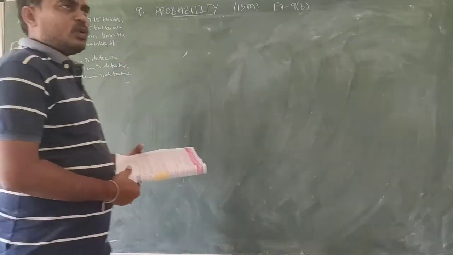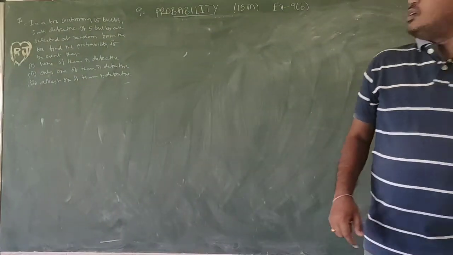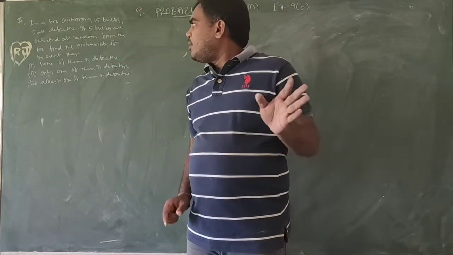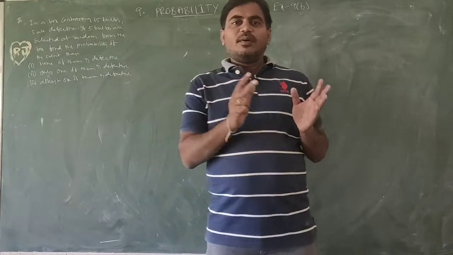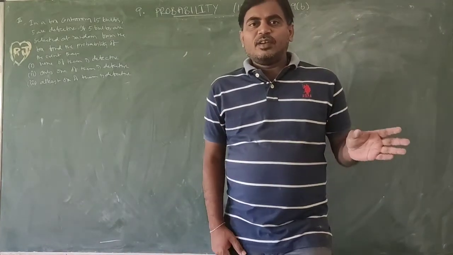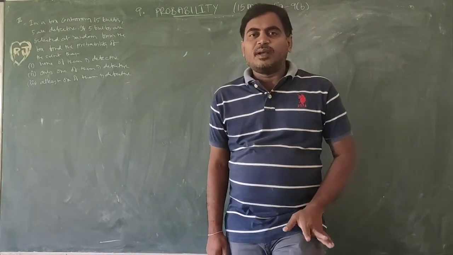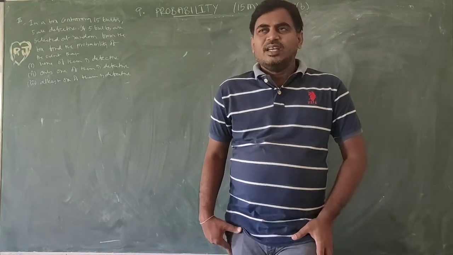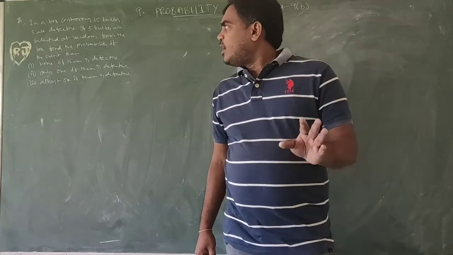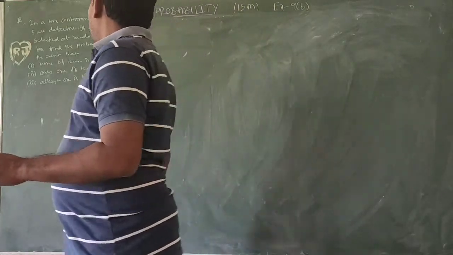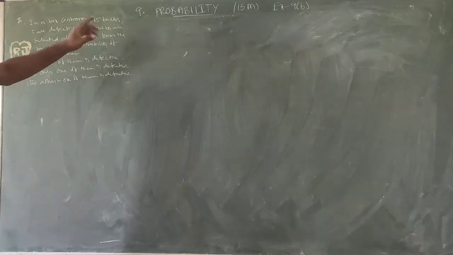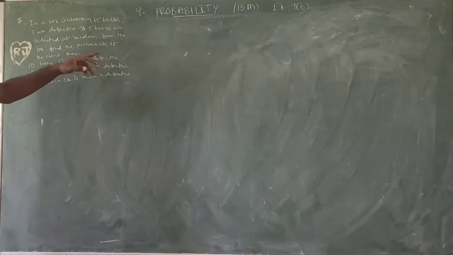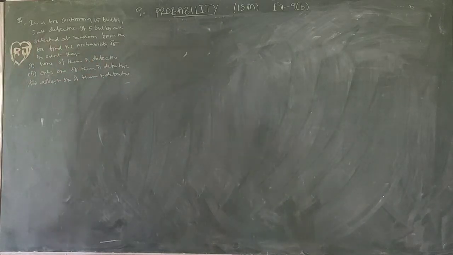Okay, so total bulbs equal to 15. Among these 15 bulbs, 5 bulbs are defective, not working properly. The remaining 10 are good bulbs. We need to pick 5 bulbs at random. So we need to find the probability according to these conditions.